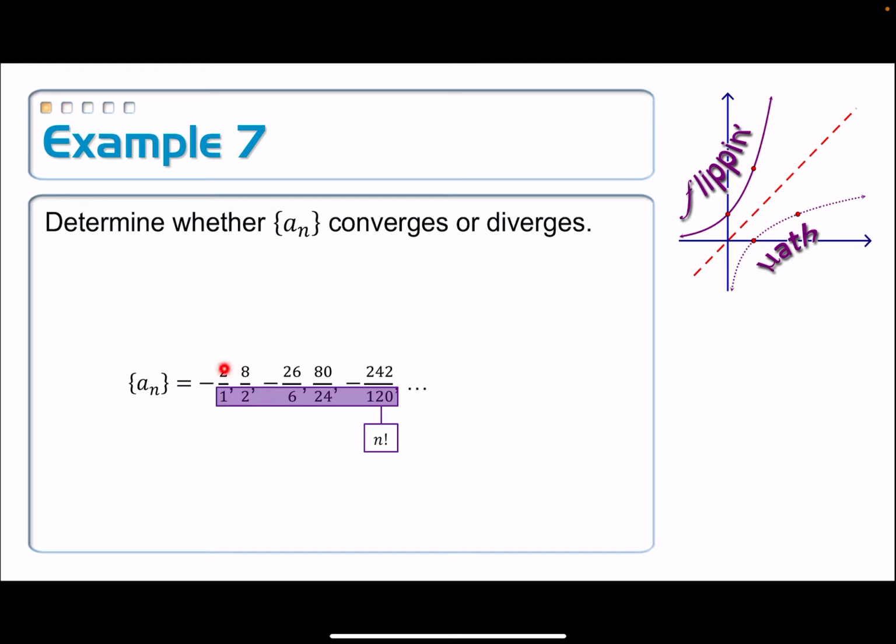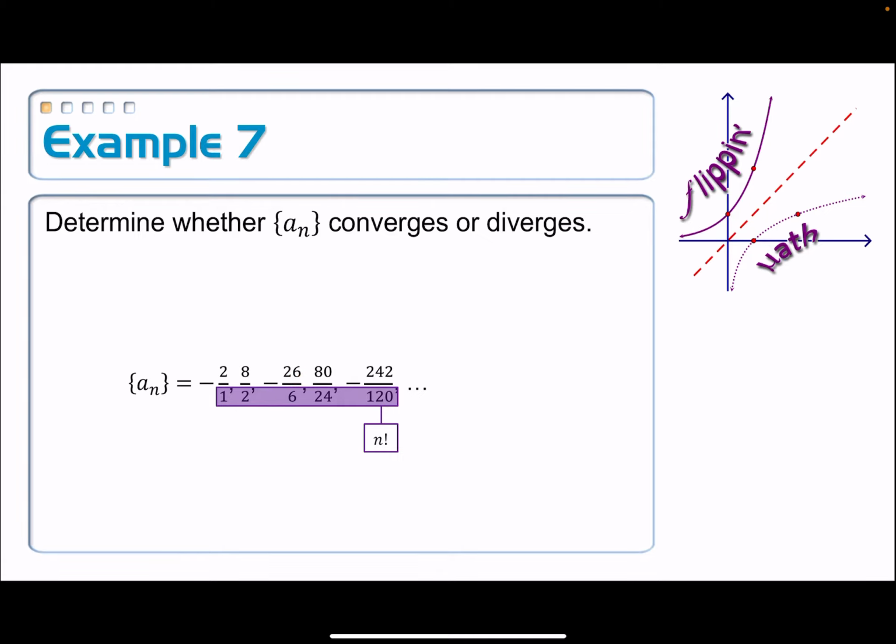We got 2, 8, 26, 80, and 242. Well, they're all even. Well, there's something. And we might think that they're powers of 2, which seems to work for the first 2, but it doesn't work for the third one, so that's a problem. So it's got to be something different.